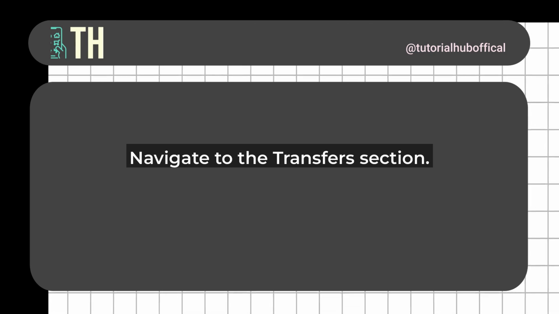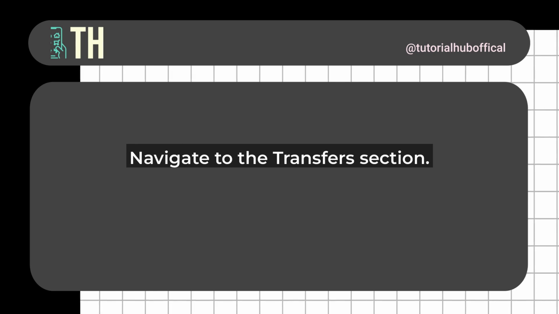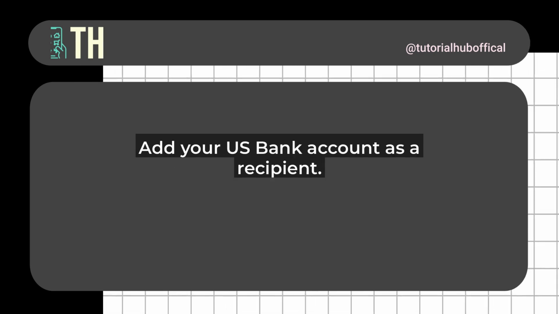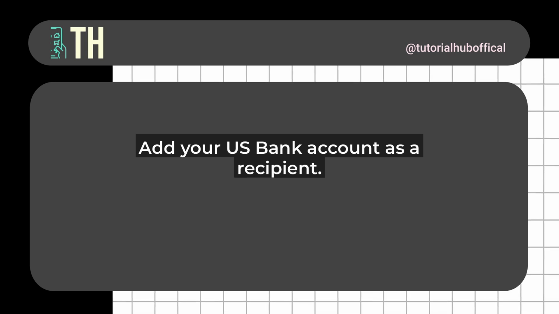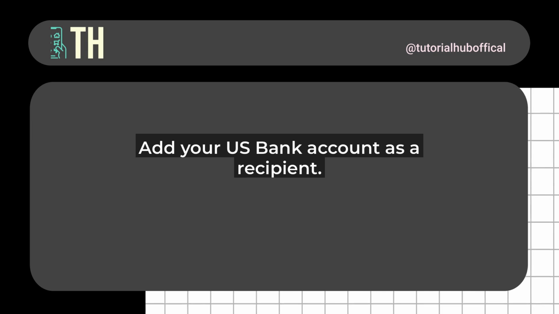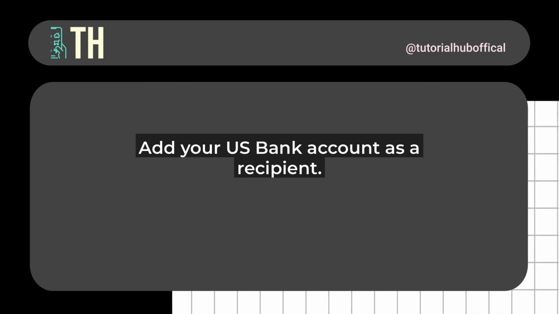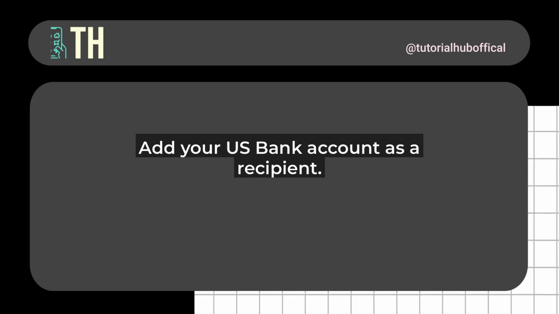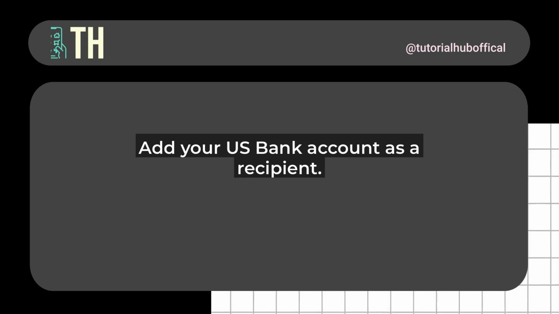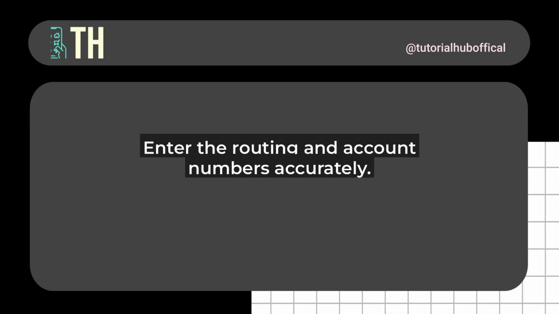First things first, make sure you have both your Wells Fargo and US bank accounts set up and accessible. Start by logging into your Wells Fargo mobile app or website. If you're on the app, it's super intuitive. Just tap on the Transfers or Move Money section. Pro tip for 2025: look for the new Quick Transfer feature, which uses enhanced AI to suggest frequent recipients, making things even smoother.